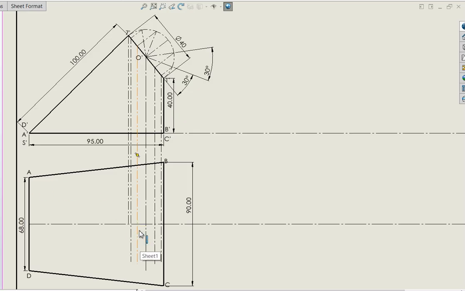Next, I'm going to locate some points here that will permit me to obtain the top view of this section, which is an ellipse.